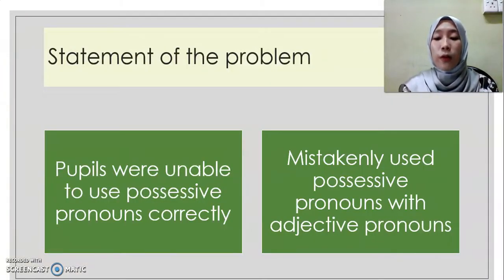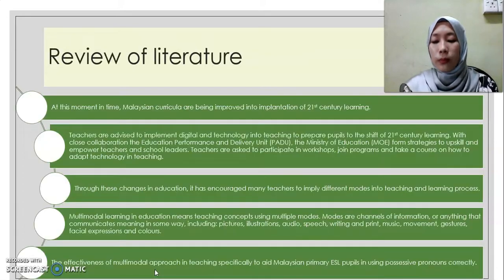First and foremost, my research began with the problems that appeared in the classroom as I observed the behavior of my pupils and their understanding of certain topics. And this issue came into discussion. I found out that my pupils were unable to use possessive pronouns correctly, and they also had mistakenly used possessive pronouns with adjective pronouns.